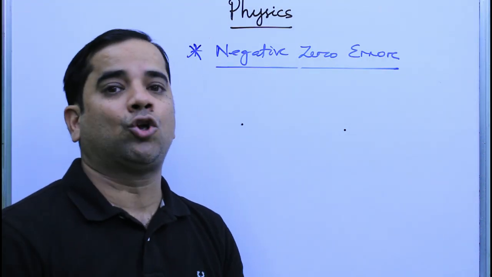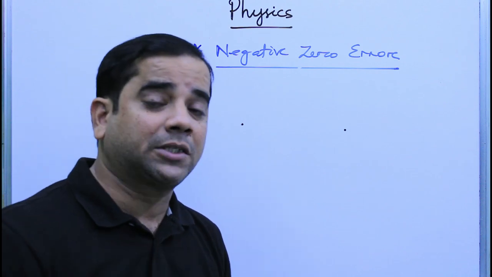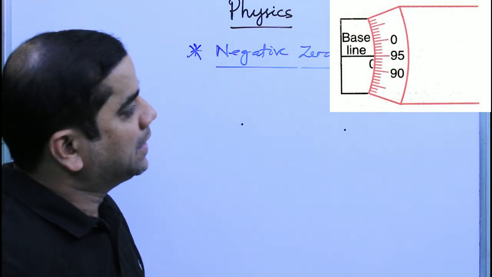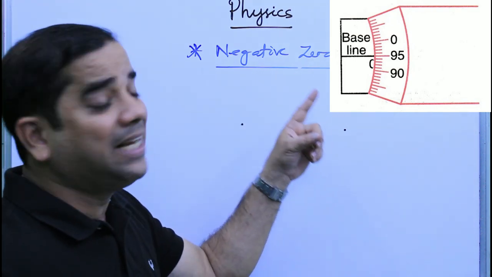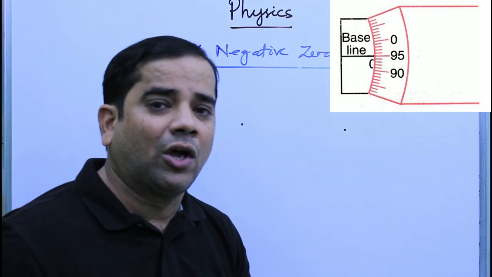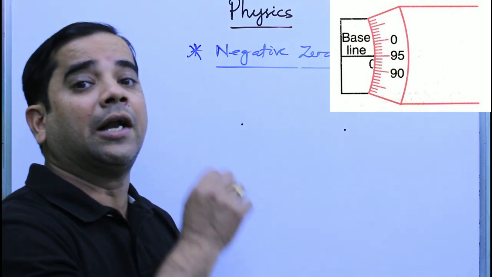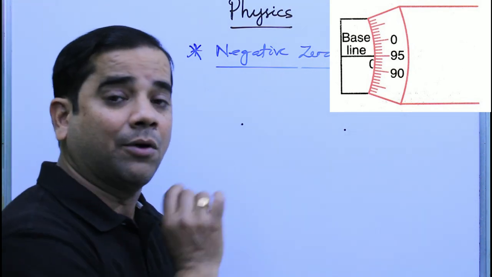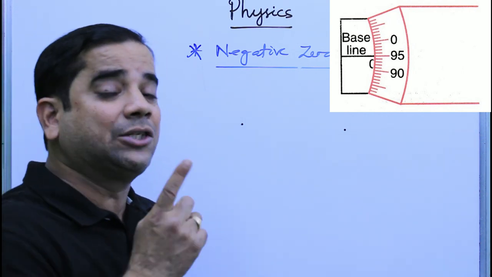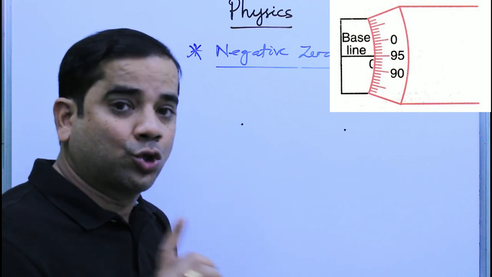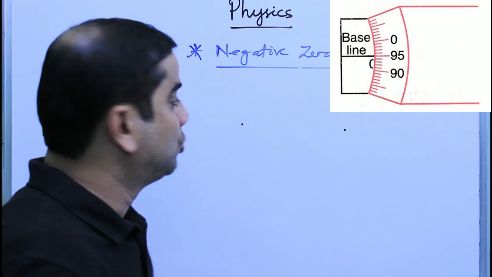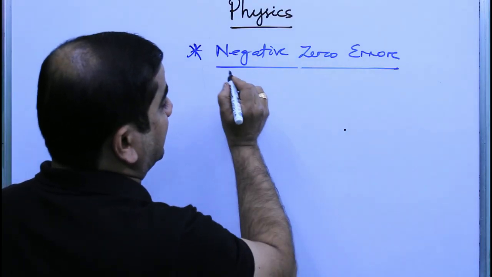Students, a screw gauge is said to be having negative zero error if the zero of the circular scale lies above the baseline of the main scale. As you can see in this diagram, the zero of the circular scale is lying above the baseline of the main scale. So, how to find out the zero error in this case? We need to find out the number of divisions that coincides with the baseline of the main scale. As you can see in the diagram, the 95th division of the circular scale is coinciding with the baseline of the main scale.